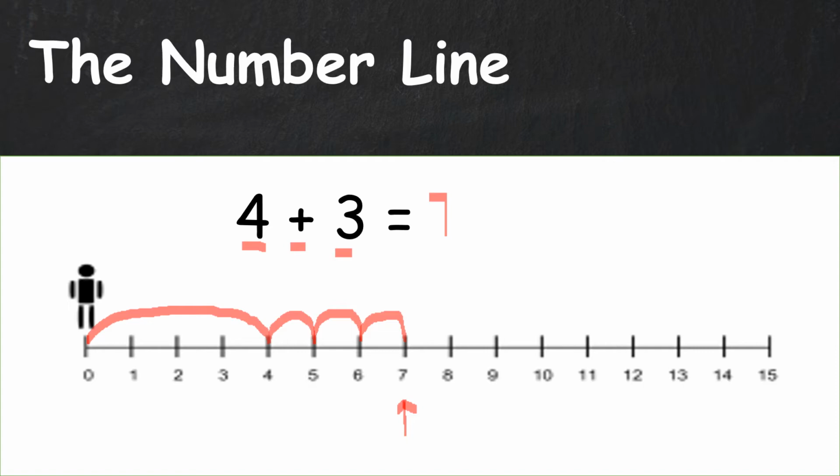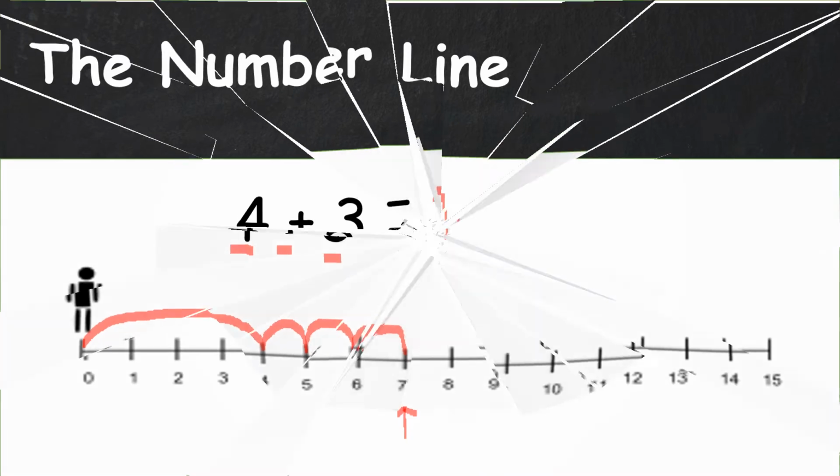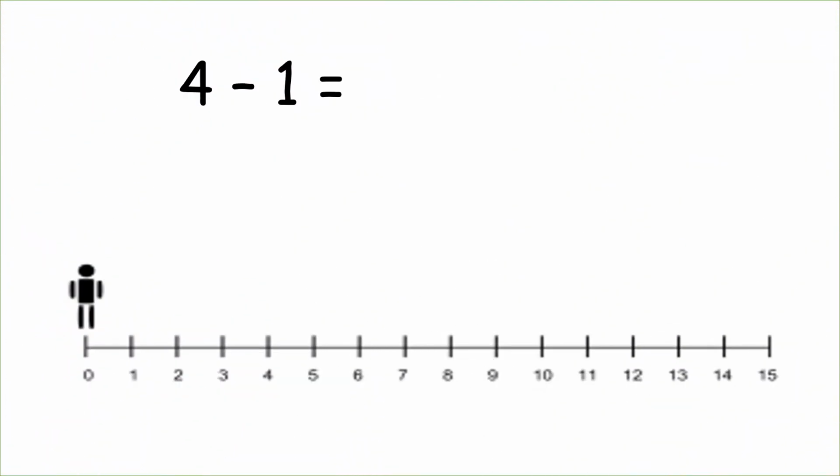Today we are going to continue with the number line, but we are going to look at subtracting numbers. And remember, subtract means to take away. Let us look at this sum. 4 take away 1. So in the same way, we jump to the first number, and the first number is 4. So just as we did in addition, we are going to jump to the first number. So we have 4. Then the sum says to take away 1.